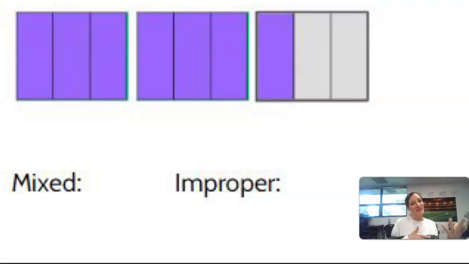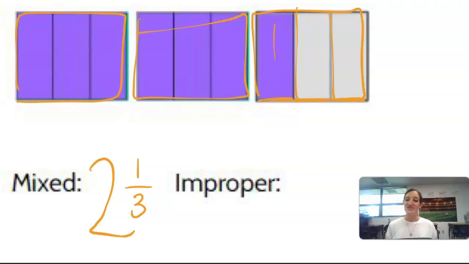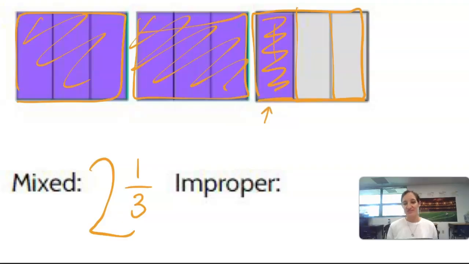I want to write it as both the mixed and the improper form. I kind of like to think of rectangles as candy bars. It looks like we have 1, 2 whole entire candy bars, and then just 1 out of 1, 2, 3 thirds. So that last candy bar was divided into thirds, 3 pieces. So they're called thirds, and 1 of them was shaded. So I had 2 whole pieces and then just 1/3 of a piece left over.